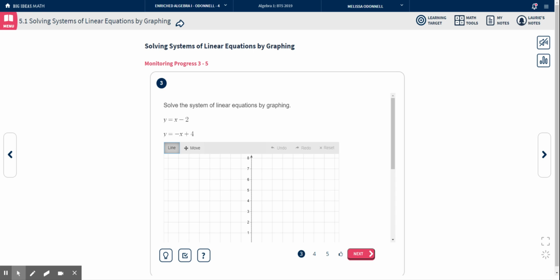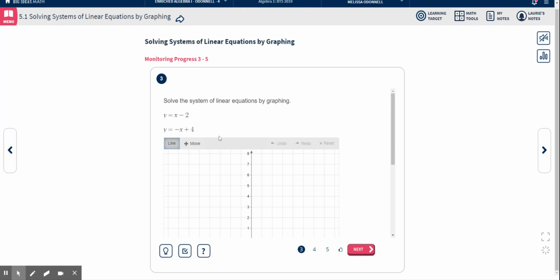All right, so I got a question on the monitoring progress questions. So what I'm going to do is take a look at monitoring progress question number 3. It says solve the system of linear equations by graphing. Well, literally graphing is just using what we know about the equations to plot the line, right?